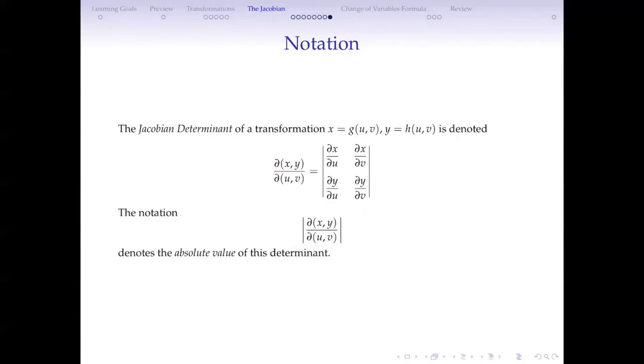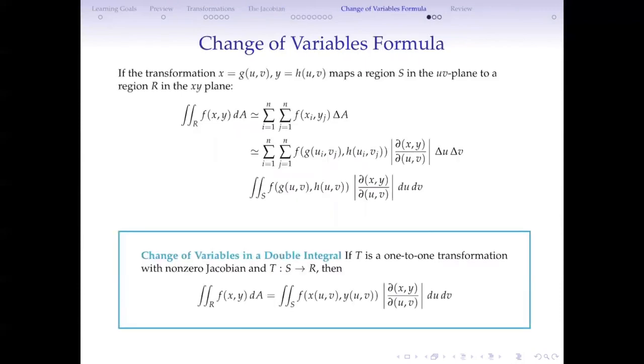That'll be very important to know about as we move forward, because now it's time to talk about the change of variables formula. So here's the deal. If I have a transformation that maps a region S in the UV plane to a region R in the XY plane, suppose my goal is to integrate a function f over that region R. So we know that any double integral is approximately a double Riemann sum.